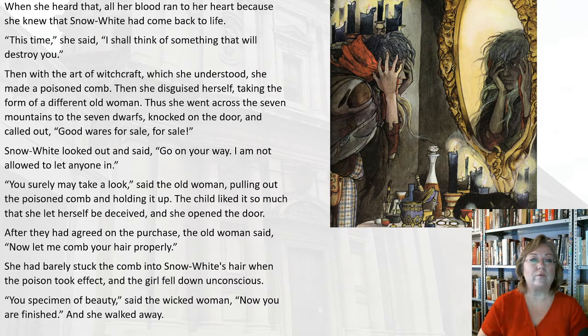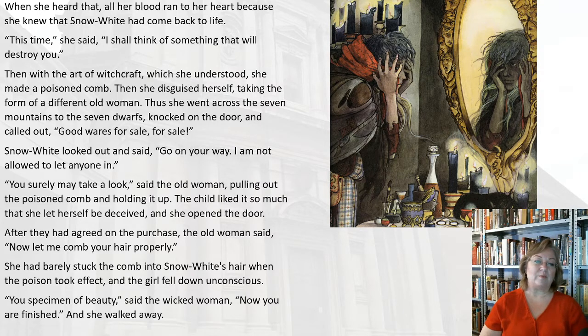Then, with the art of witchcraft, which she understood, she made a poisoned comb, which, oddly enough, the phrase for witch in the Old Testament in the Hebrew is actually poisoner when you translate it. Interesting. Then she disguised herself, taking the form of a different old woman. Thus she went across the 7 mountains to the 7 dwarfs, knocked on the door, and called out, "Good wares for sale, for sale." Snow White looked out and said, "Go on your way. I'm not allowed to let anyone in." "You surely may take a look," said the old woman, pulling out the poisoned comb and holding it up. The child liked it so much that she let herself be deceived and opened the door.